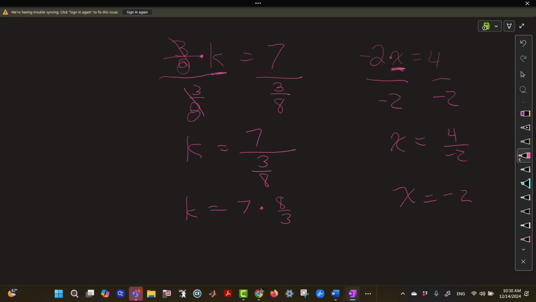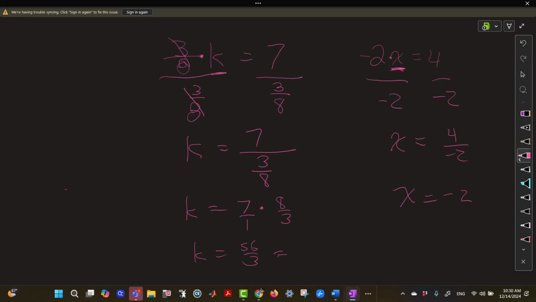On this one, I have 7 times 8/3. To multiply fractions, you just multiply the top and multiply the bottom. So I have k equals 56/3. And then I like that answer. Depending on your teacher, you may have to write it as a mixed number.